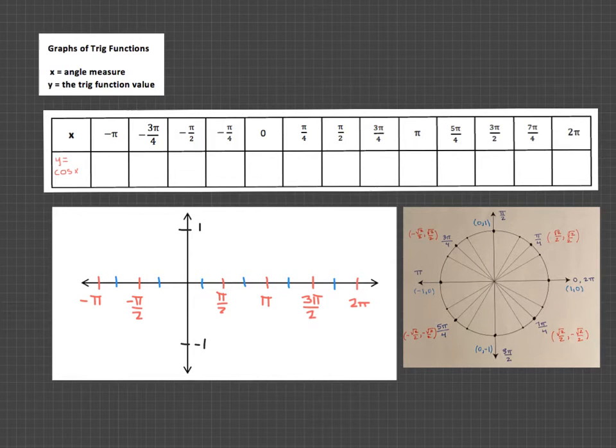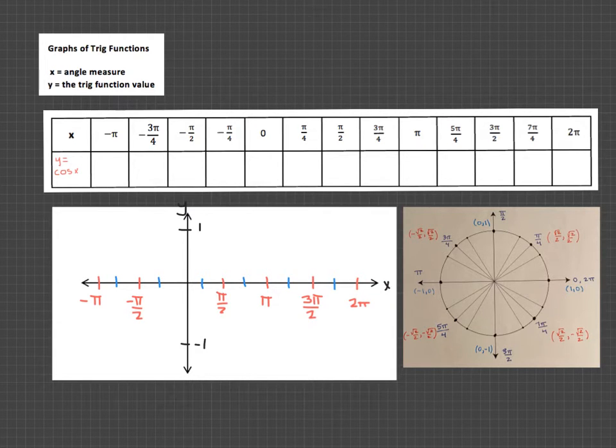We're going to look at the graphs of trig functions. This is a switch from using the xy axis for the unit circle to thinking about the xy axis in the more traditional sense, where we have independent variable x that we put on the horizontal axis and dependent variable y that we put on the vertical axis.